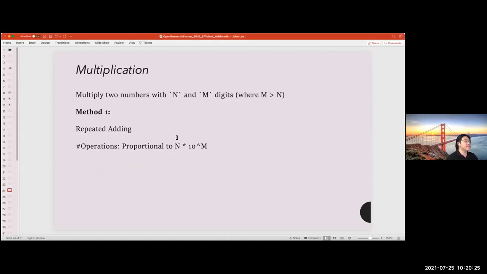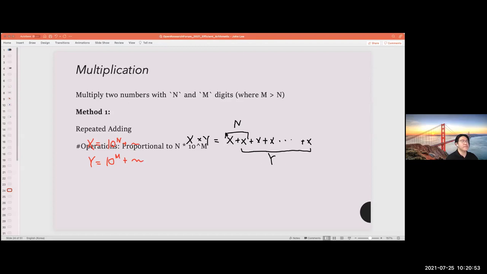And the number of operations is proportional to n times 10 to the power of n. If we go back here, x times y was equal to adding x, y times. Because we know that addition is proportional to the number of digits, when we add these two together, every addition costs n, and then we're doing that y times. And because y is equal to 10 to the power of n, the number of operations that we need to do is proportional to n times 10 to the power of n.